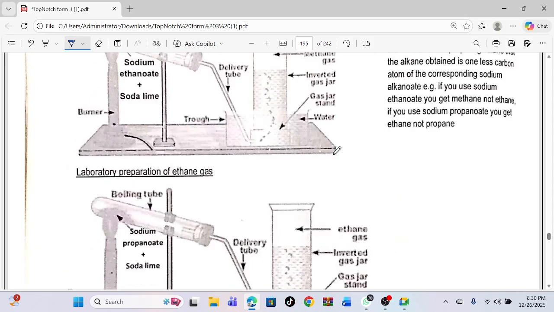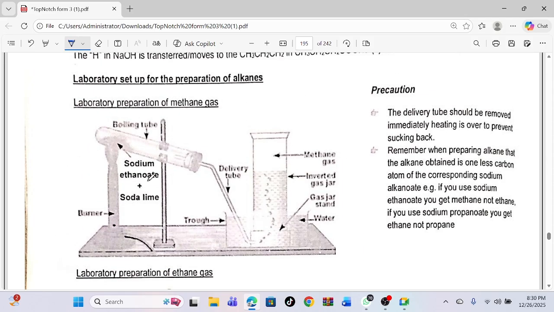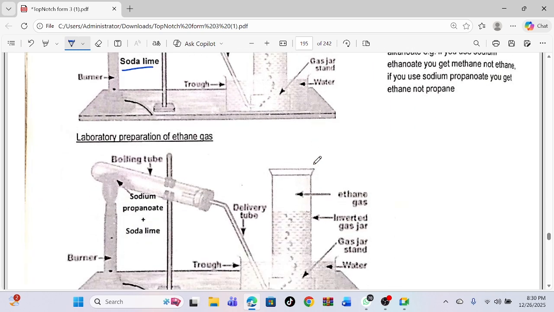So that's how preparation, this sodium ethanoate plus soda lime. So kama ni ethanoate hapa imetumika, hapa itakuwa ni methane. Kama hapa ni propanoate, hapa itakuwa ethane.